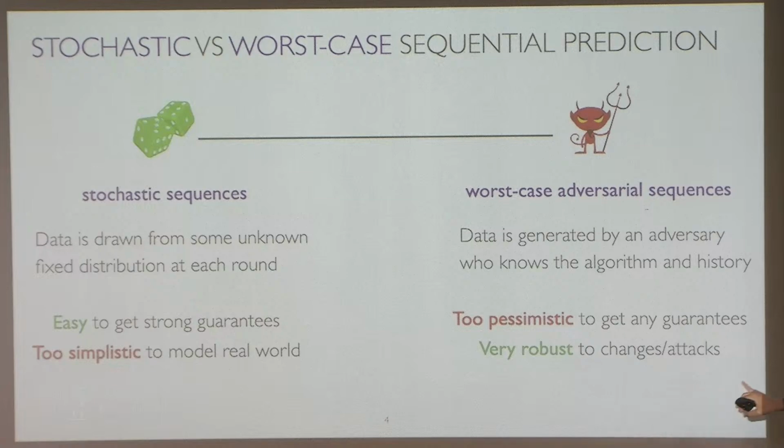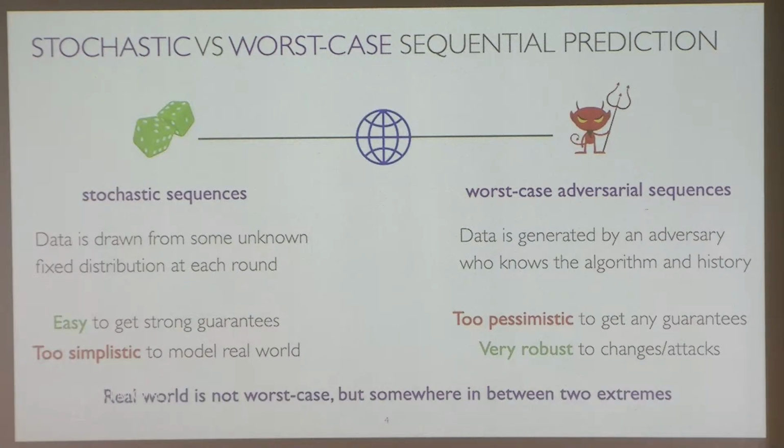And even though this is very robust to changes and attacks, this is also a very worst case view of the world. We believe the real world is not so worst case, but somewhere in the middle of the two extremes, but we really don't know where it lies. And we don't actually have any control on how much the adversary is going to corrupt. So we kind of want to understand how we can extrapolate between these two settings in a nice way.